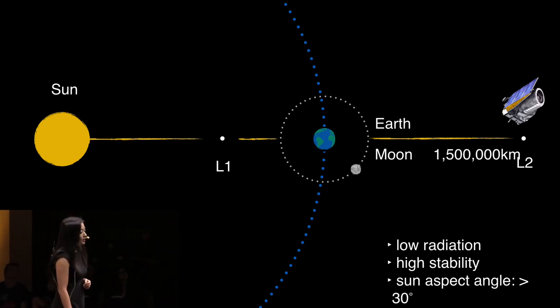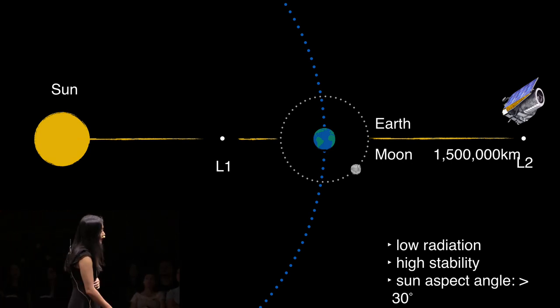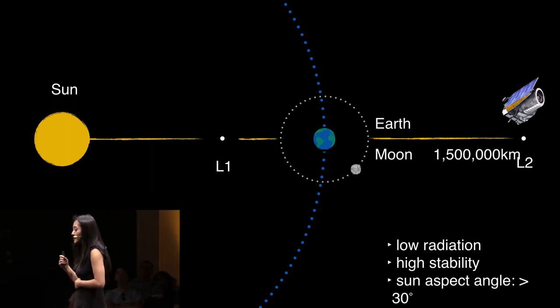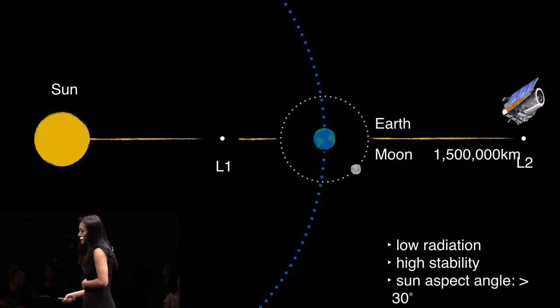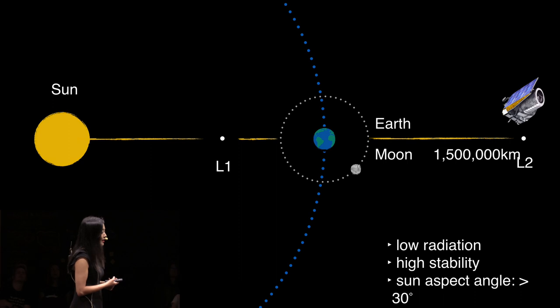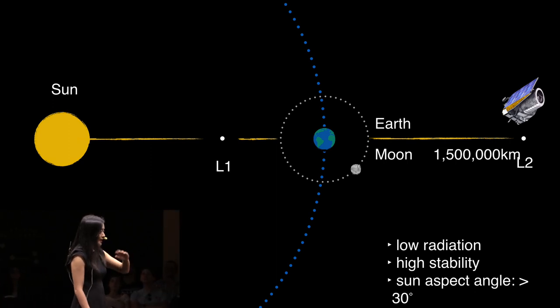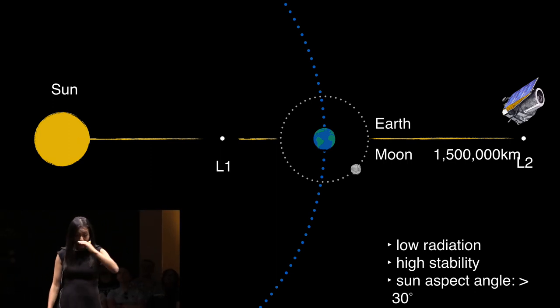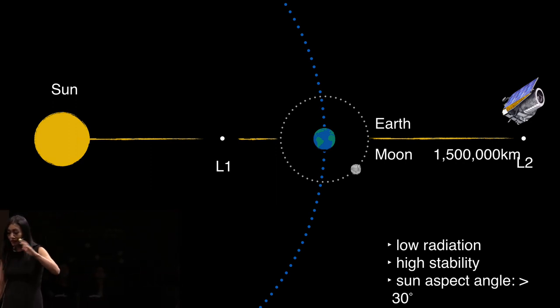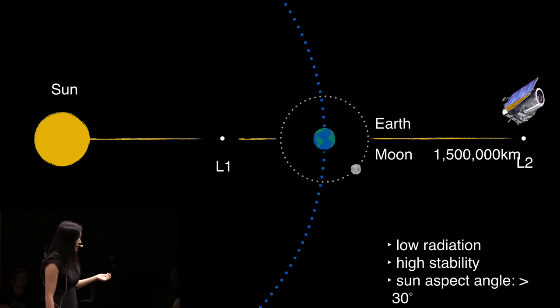But after that, about 30 days later, hopefully, we will get to the Earth's Sun Lagrange point 2. This is one of the most stable places in our solar system, and it's low radiation. And Euclid will go there, where it will be orientated with the solar panels facing about 30 degrees from the sun, so it's not going to get too hot, and it's also going to get enough energy.